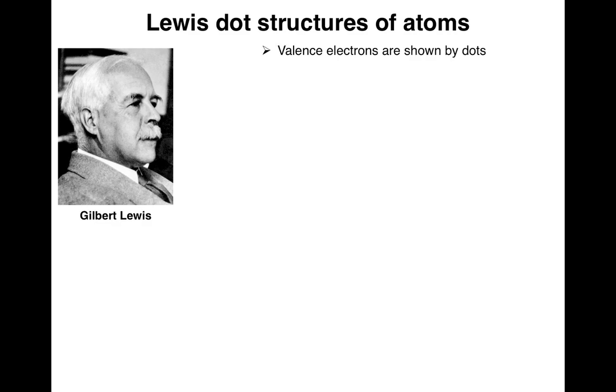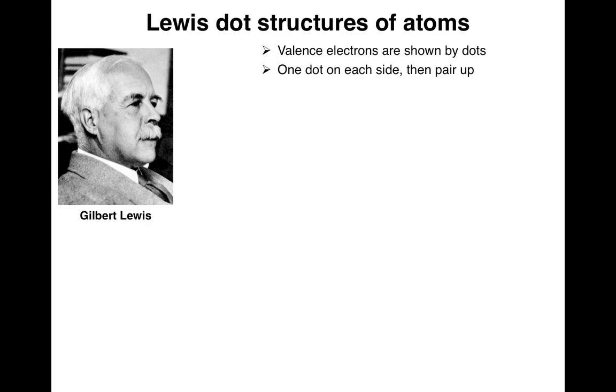The dots are placed on all 4 sides of the symbol of a chemical element: at the top, the bottom, left, and right. 1 dot is placed on each side before a second dot is placed on any side. No more than 2 dots can be placed on any side, so the total number of valence electrons for the element does not exceed 8.